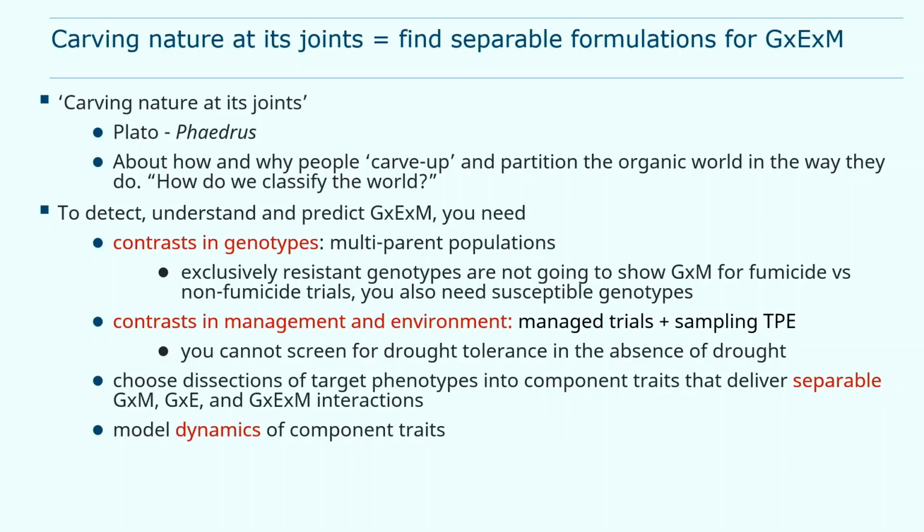And in that sense, I favor the use of magic populations, multi-parent populations, because here you have an opportunity to play around with all kinds of contrasts. Same is true for the environment, but of course a lot of work has been done over the last 10, 15 years in managed stress trials, and also trying to find out whether we sample the target population of environments rightly. And I think this is important nowadays.